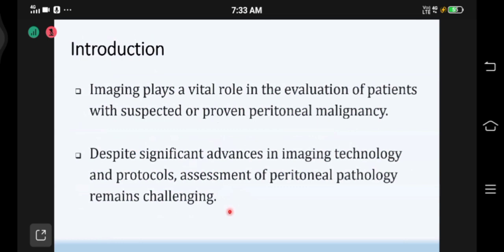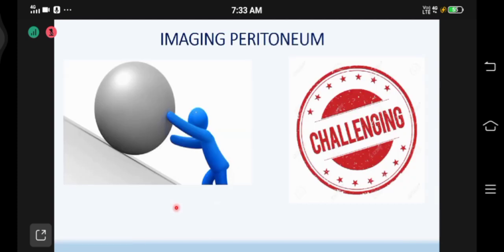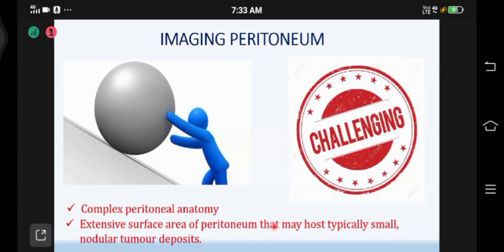Coming to the introduction, imaging plays a vital role in the evaluation of patients with suspected or proven peritoneal malignancy. Despite significant advances in imaging technology, assessment of peritoneal pathology remains challenging. Why is imaging of the peritoneum challenging? Mainly because of the complex peritoneal anatomy and the extensive surface area of the peritoneum that may host typically small nodular tumor deposits. Imaging these small nodular deposits accurately and reporting them so that we can quantify the disease is always a challenge.